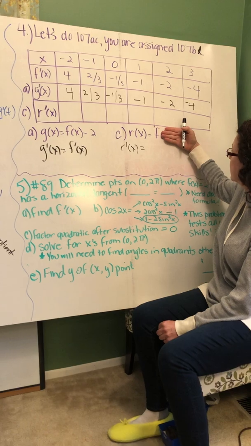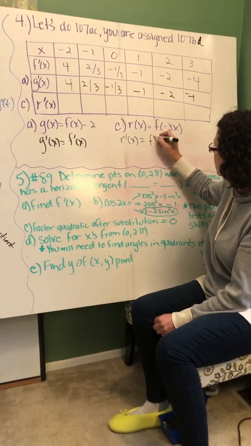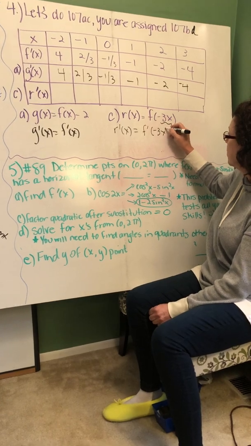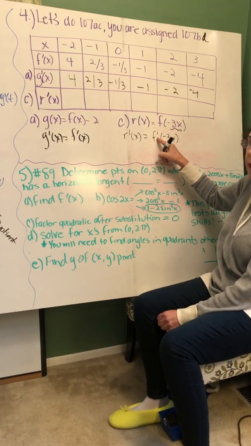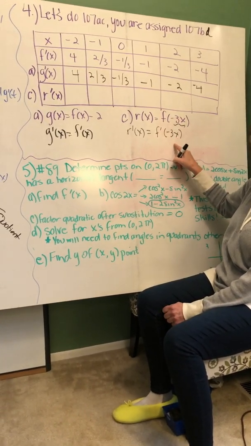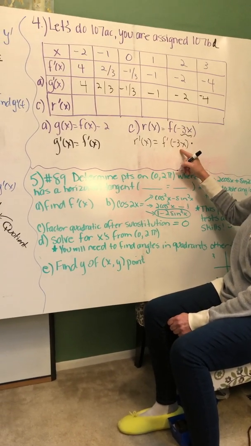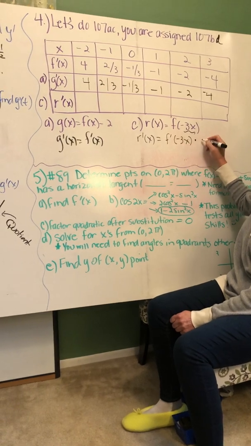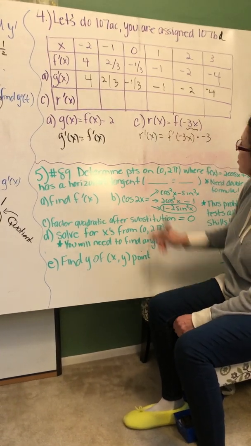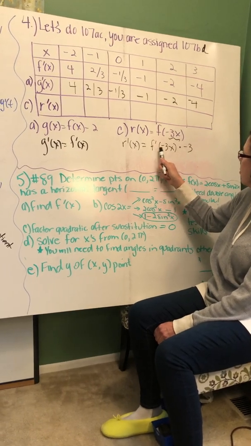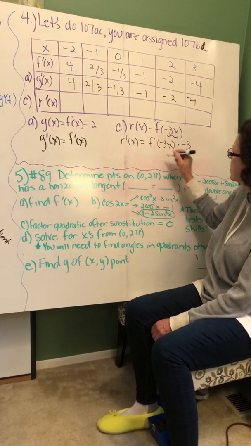I'm first going to take the derivative of f, evaluated at negative 3x. Remember, one derivative at a time. Derivative of the outside, not of the inside. And then I'm going to multiply that by the derivative of the inside function by the chain rule. So the derivative of r of x is equal to the derivative of f with an input of negative 3x times negative 3.